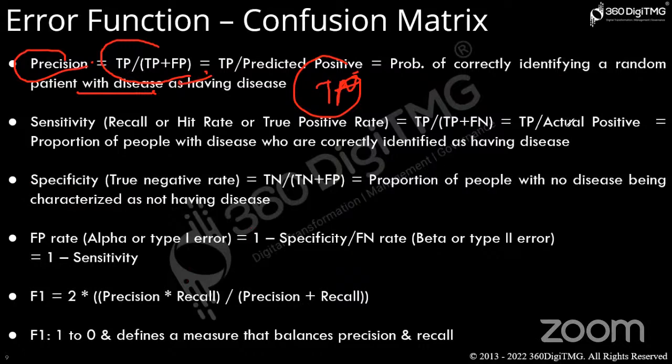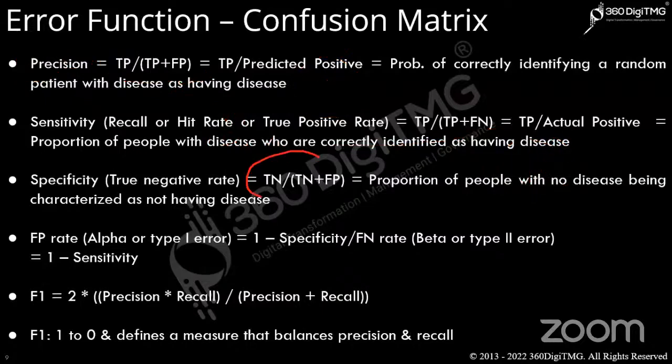Sensitivity: whatever positive cases you have in your data frame, among those, how many you predicted as positive. That is sensitivity. And when it comes to specificity, that is about true negative cases. Among the negative cases, how many you predicted as negative. That is specificity.